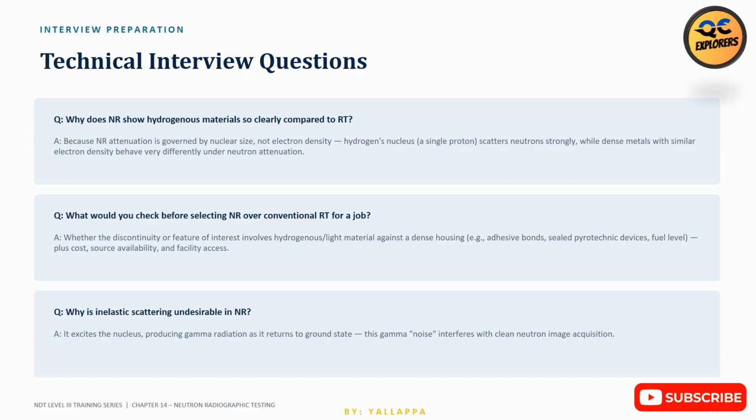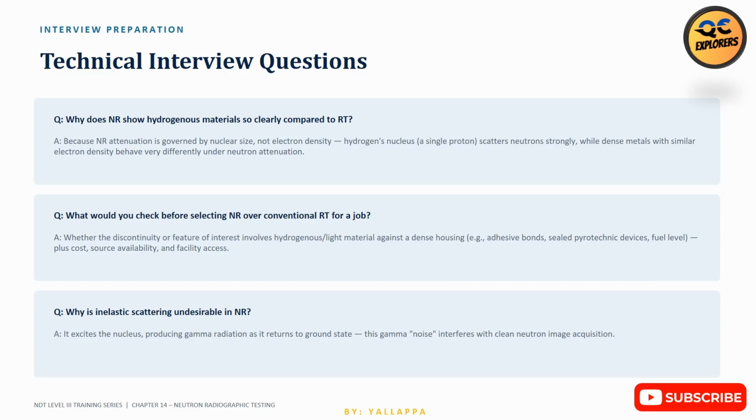You may also be asked, can neutron radiography replace X-ray or gamma radiography? The correct answer is no. The two methods are complementary. Conventional radiography is excellent for examining metallic structures, while neutron radiography is ideal for revealing hydrogen-rich materials hidden inside those structures. Here's another question frequently asked in interviews.